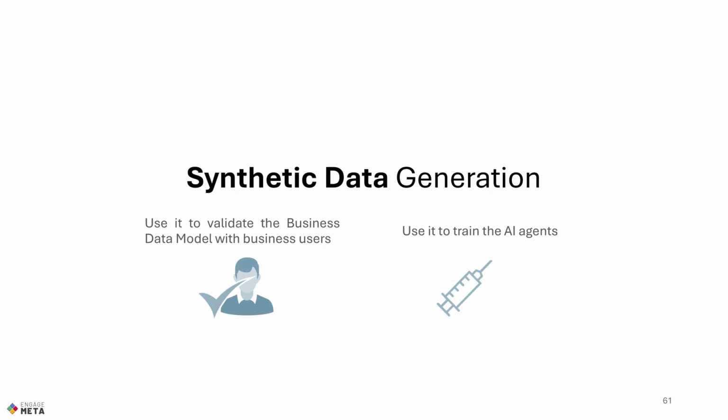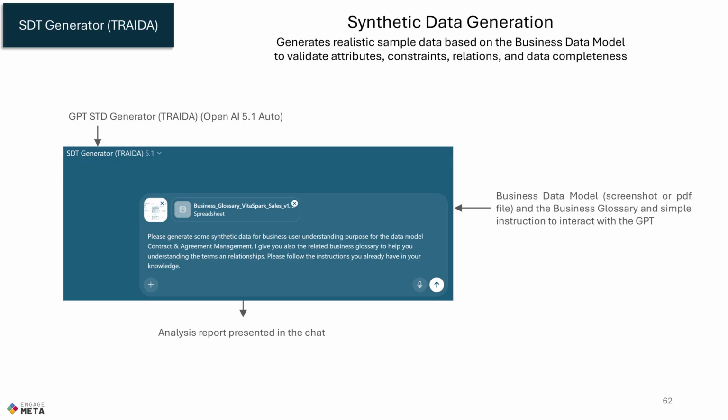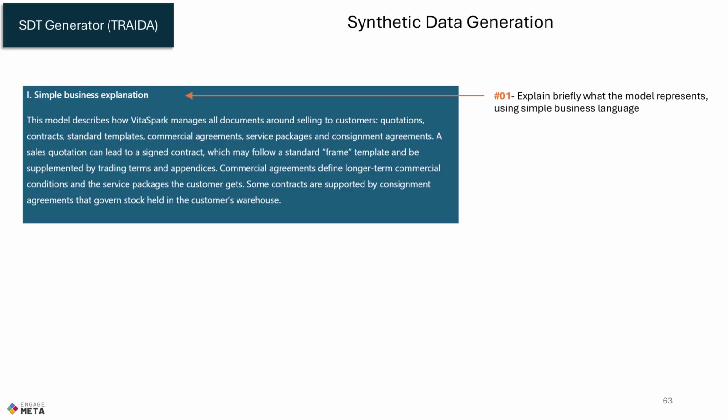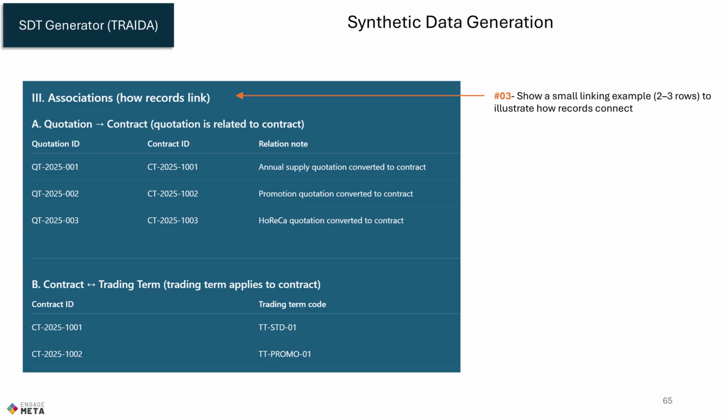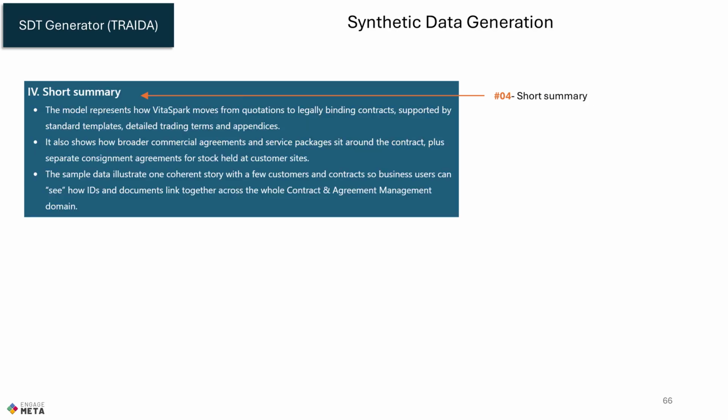This makes models tangible. Synthetic data validates models with business users. It also trains AI safely. The generator explains what the model represents. This provides business context. Example values are generated for each main table. They illustrate real usage. Linking examples show how records connect. They clarify relationships. A short summary concludes this step. The model is now validated and usable.